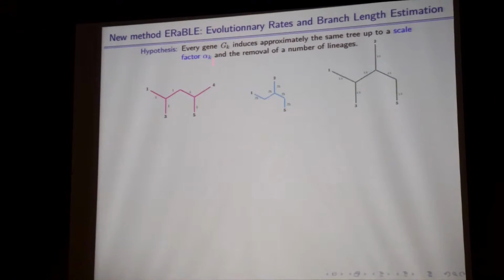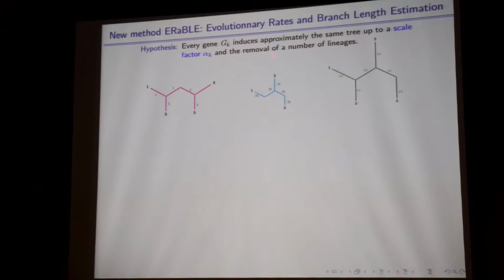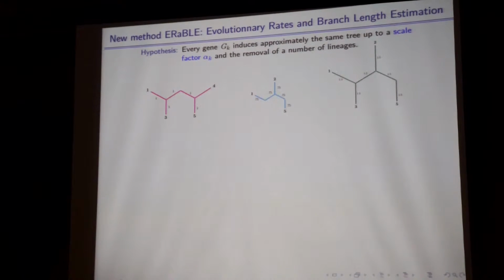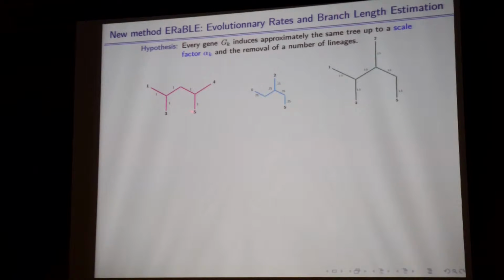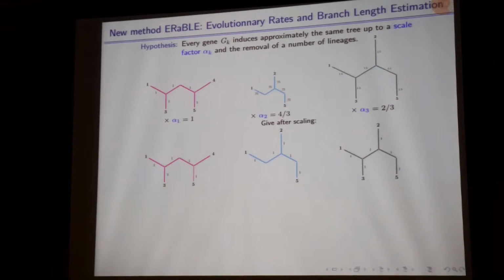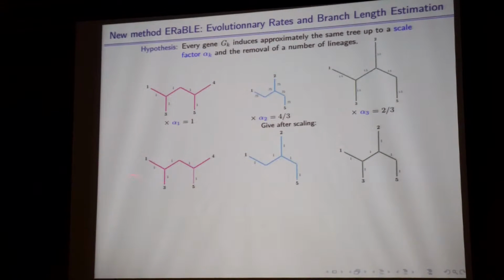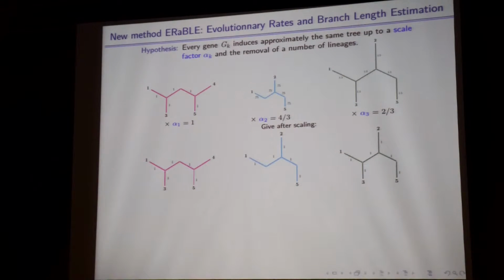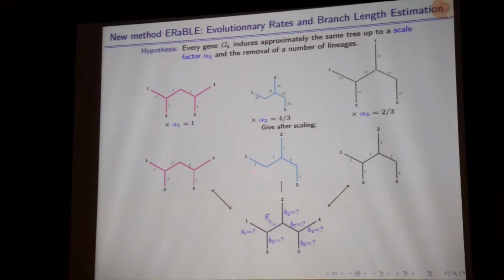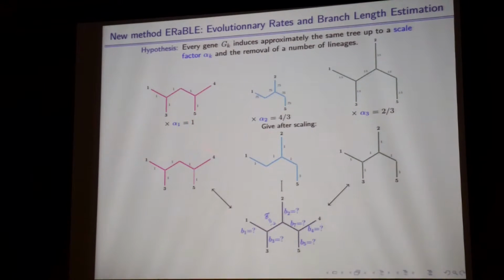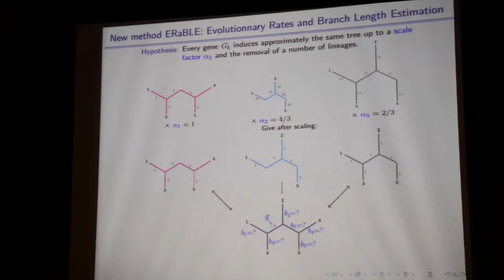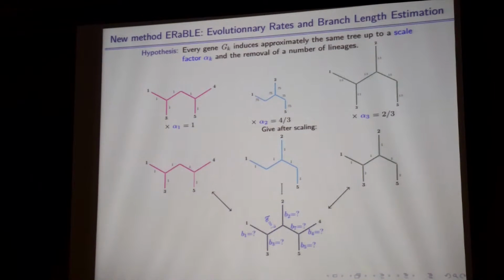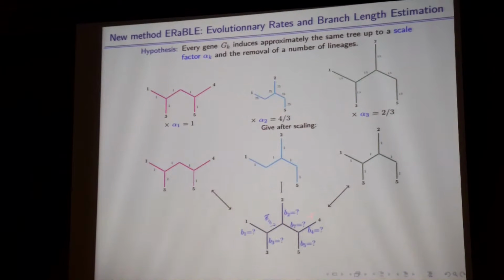So we made the assumption that every gene tree is approximately the same tree up to a scale factor alpha, and up to the removal of some lineages. So once we have found the scale factors, we can see that all the gene trees show approximately the same branch lengths. And once the input distances are scaled, we can look for the branch lengths. So we have two kinds of unknowns, the scale factors and the branch lengths.